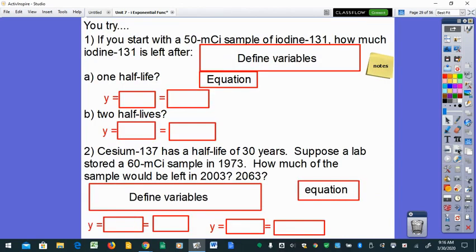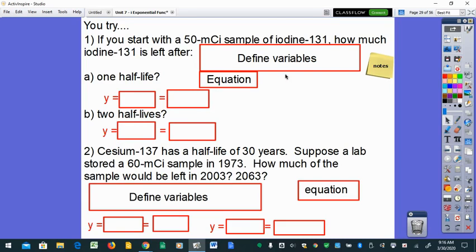So let's do a couple more of these new types of problems. I'm going to read the first one, and then I'm going to ask you to pause the video and try it yourself. And we'll do the same thing with the second one when you come back. So if you start with a 50 millicurie sample of iodine 131, how much iodine 131 is left after part A, 1 half-life, and after 2 half-lives? So we're going to define our variables. We're going to write an equation, and then we're going to try it for 1 and 2 half-lives. So why don't you pause the video and see if you can do that part yourself, and we'll be right back.